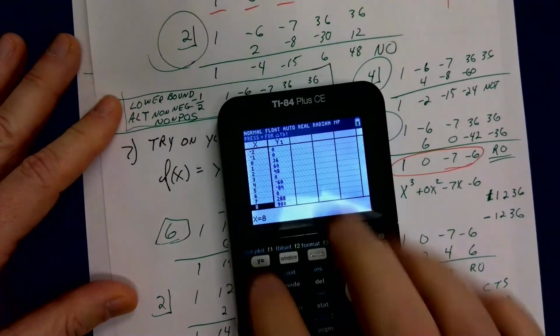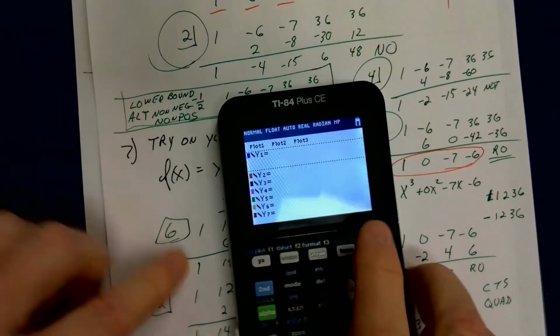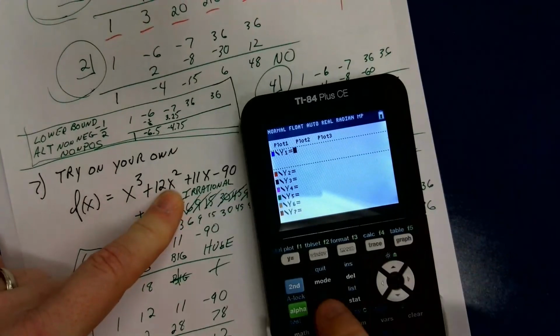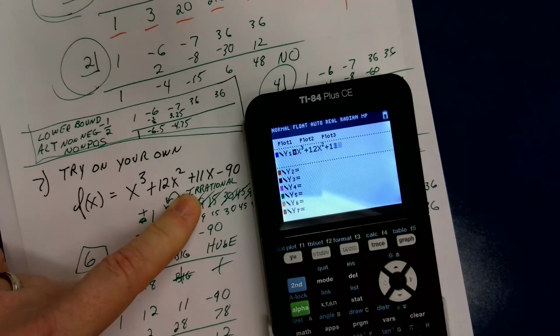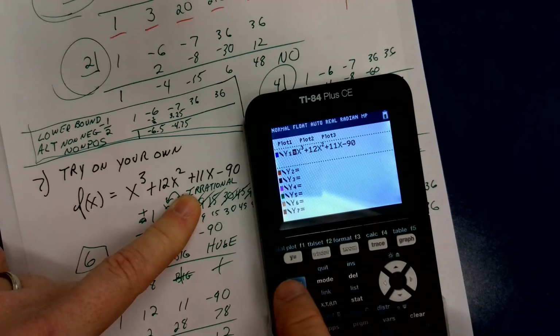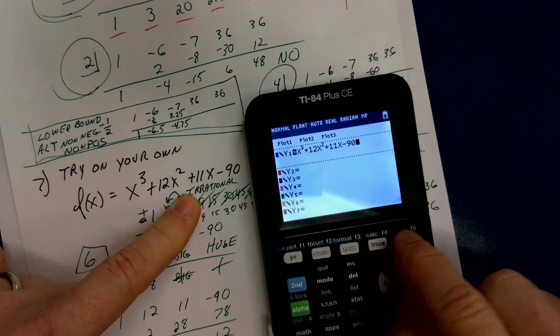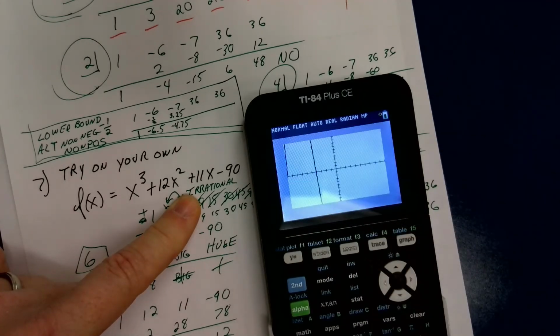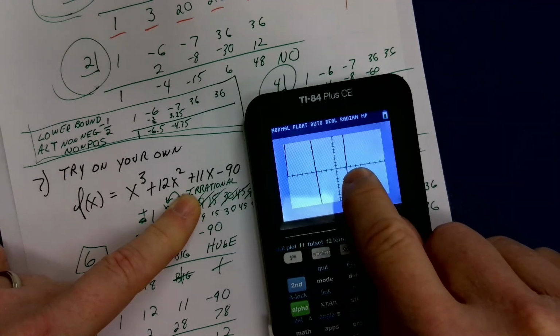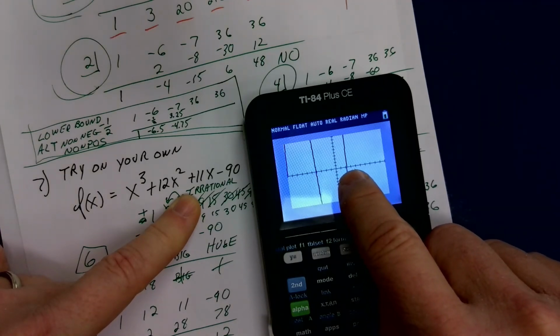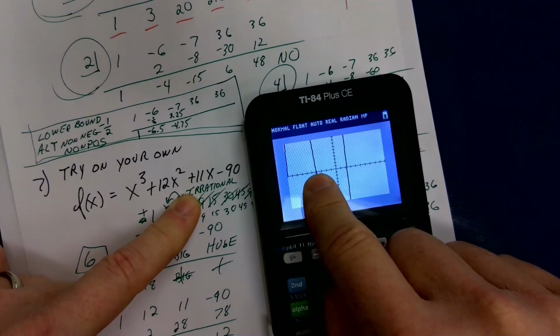I'm going to show you on the calculator that this is all working well for us. Clear, I'm going to put that in. X cubed plus 12x squared plus 11x minus 90, and zoom 6. And look at that. Right there between 2 and 3 it goes through, but it doesn't go through at a very pretty number, does it? It looks like it goes through at a pretty number here, yeah?